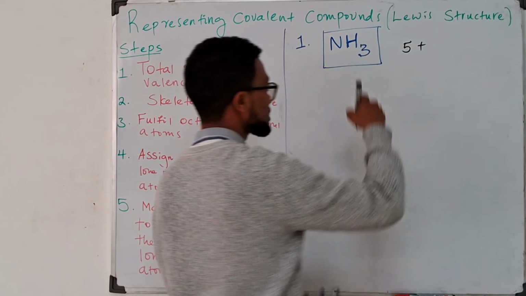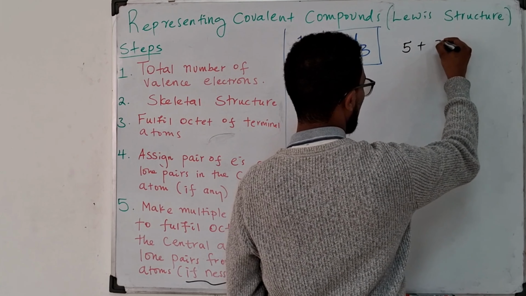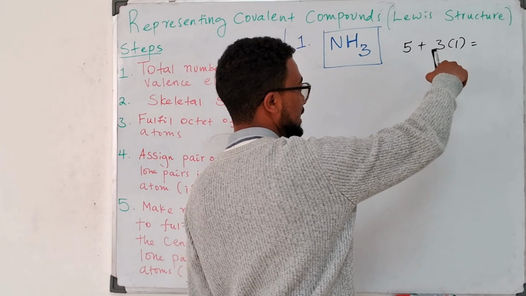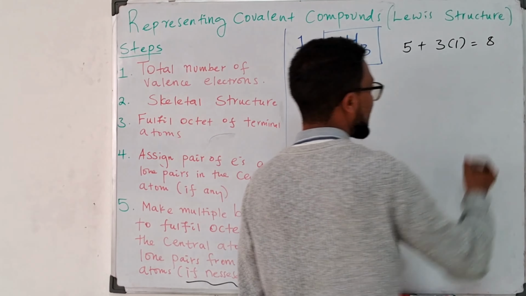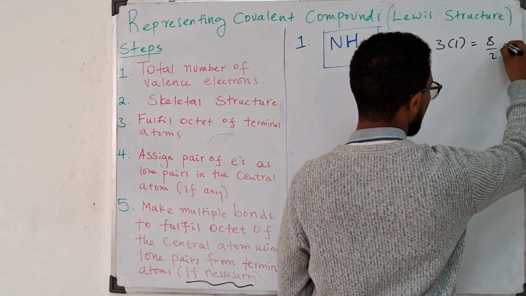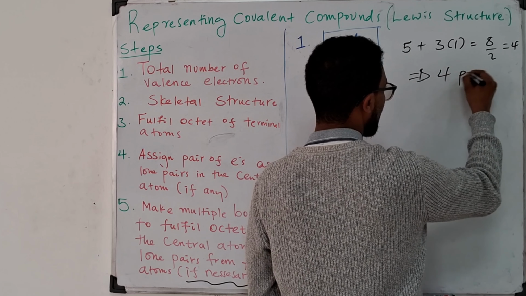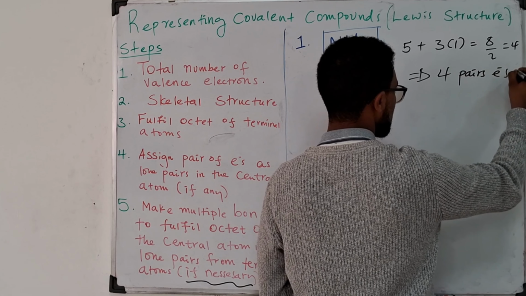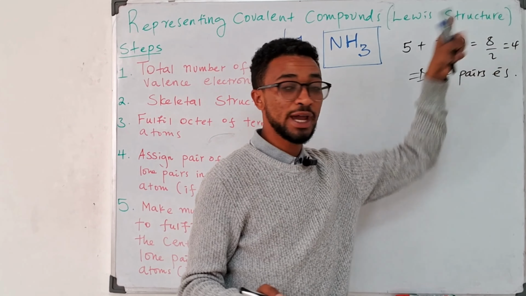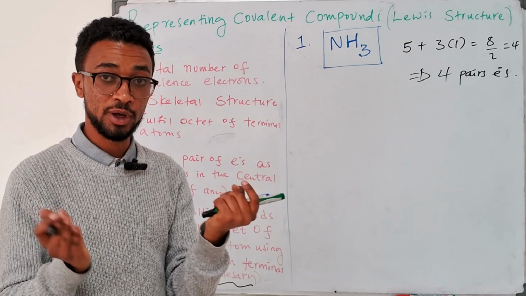plus, we all know the valence electron of hydrogen is 1, but we have three hydrogens here, so I multiply 3 by 1. Let me add this: 5 plus 3 is 8. Let's divide this 8 by 2, and this gives us 4. Now we have 4 pairs of electrons. Why did I divide by 2? Because I was pairing these 8 electrons up, so 8 electrons means 4 pairs of electrons.